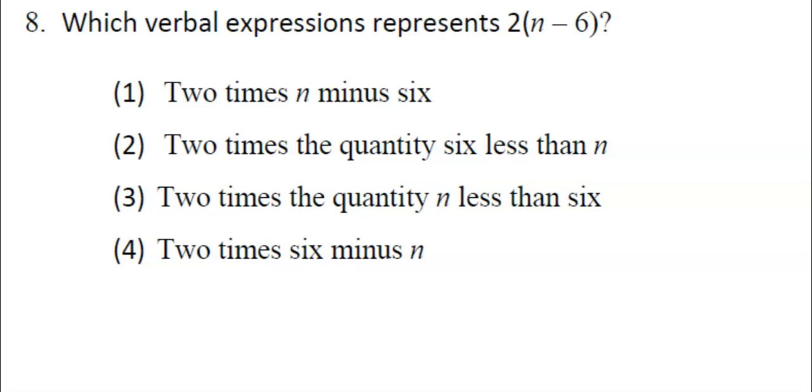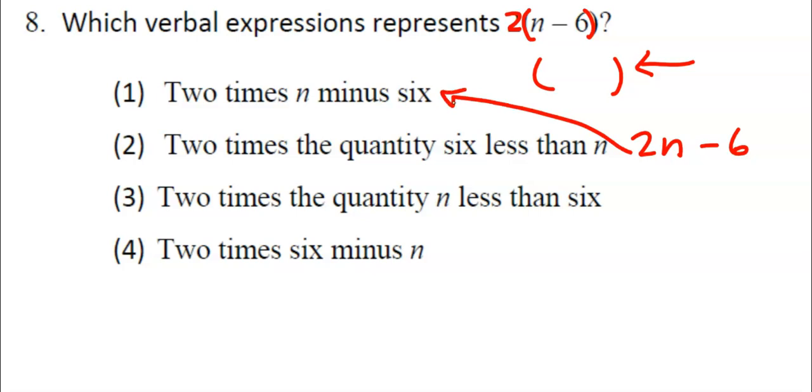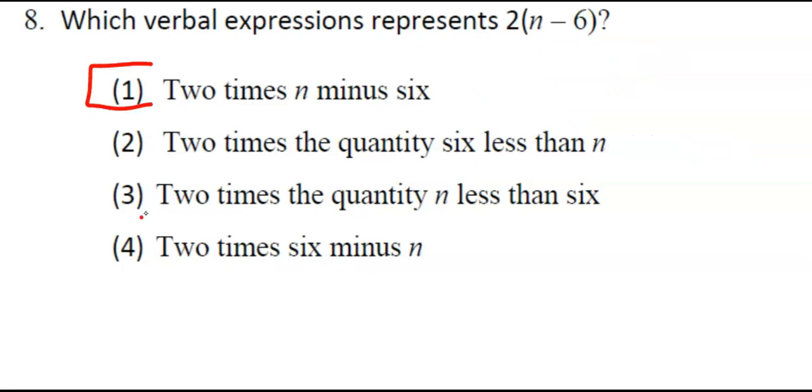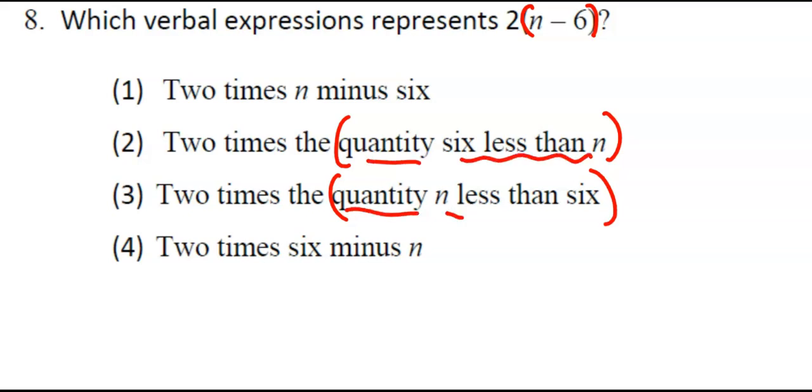Question number 7. Which verbal expression represents 2 times the quantity n minus 6? You'll notice I said 2 times the quantity. That's how you read these symbols. 2 times n minus 6 would look like that. That's what this says. What's missing from the first and fourth options is reading of the parentheses. These are read the quantity, the quantity. So options 2 and 3 have that phrase, but the way that the inside expression is translated is different.